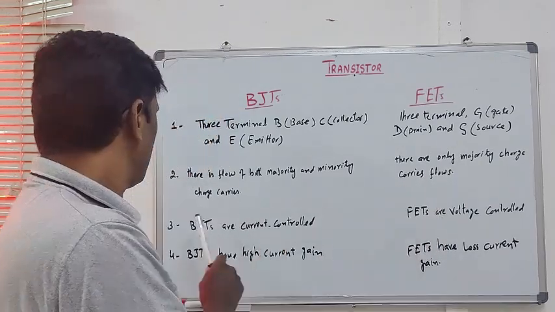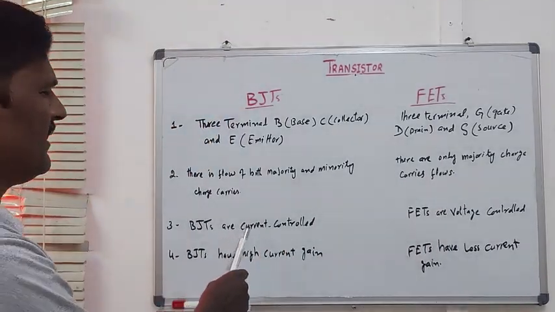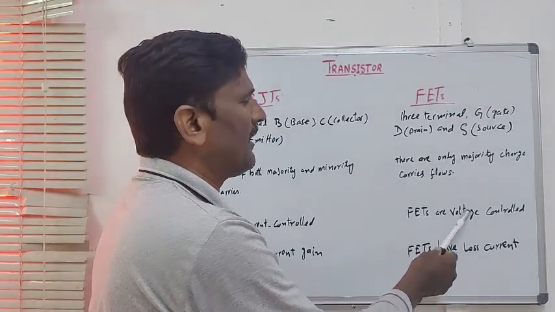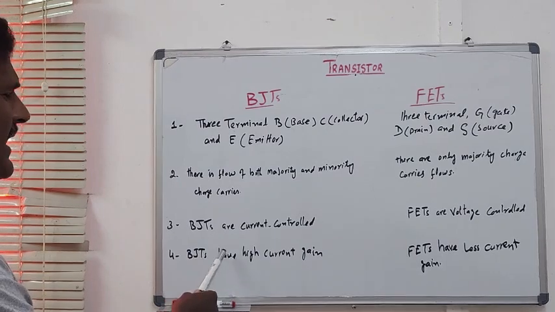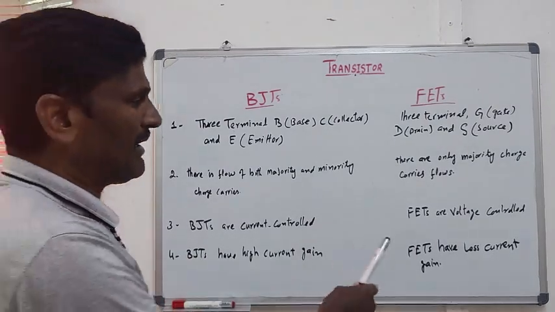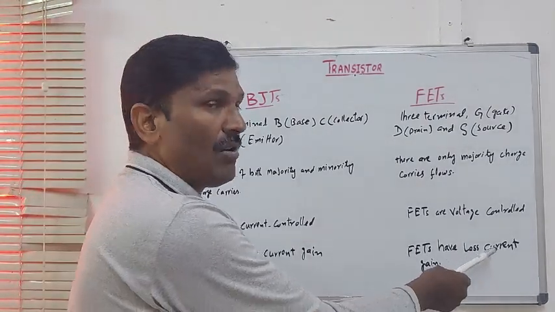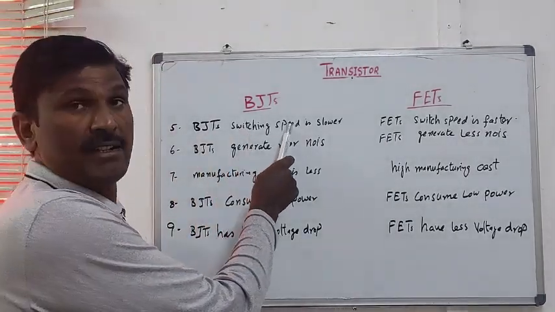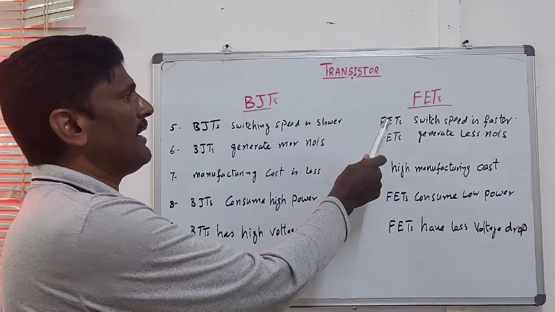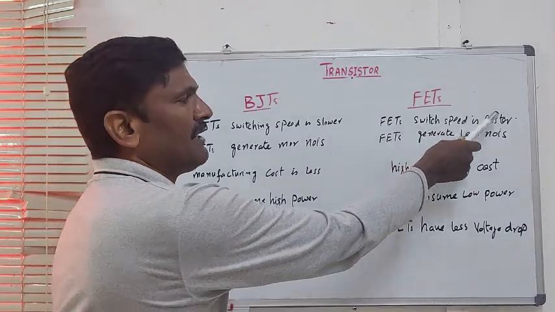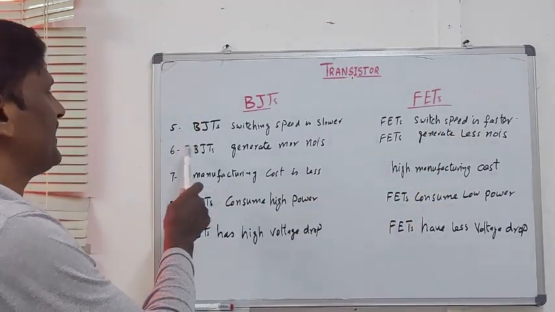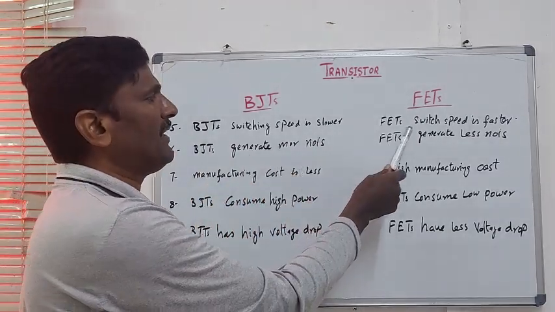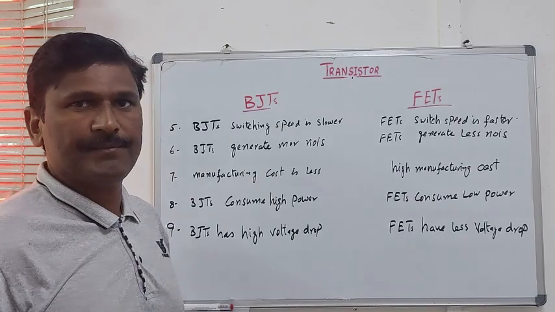Third point is that BJTs are current controlled, but FETs are voltage controlled. Fourth, BJTs have high current gain, but FETs have low current gain. Number 5, BJT switching speed is slower, whereas FETs switching speed is faster. Number 6, BJTs generate more noise, FETs generate less noise.